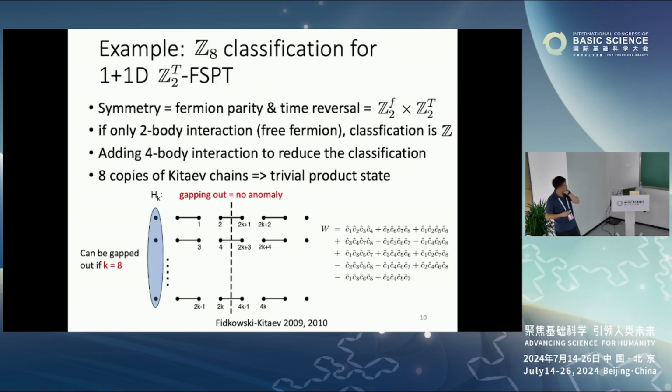The time-reversal symmetry will act on this Majorana fermion trivially. So basically, it acts on the left edge trivially, and acts on the right edge by a minus sign. So there is a time-reversal action on this. And you can show this W will stack this time-reversal symmetry.